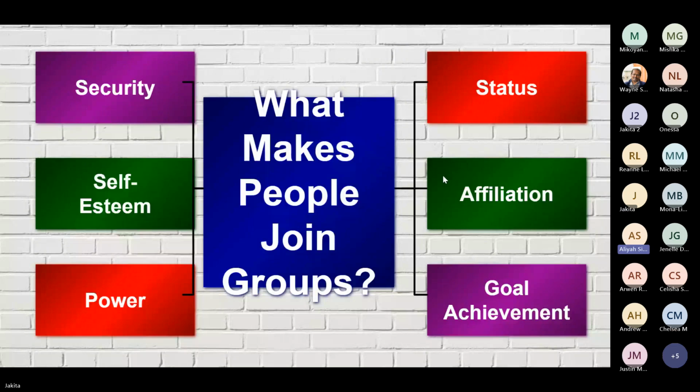What makes people join groups? Firstly, we have security. Secondly, we have self-esteem. Thirdly, power. Fourthly, status. Fifthly, affiliation, and sixthly, goal achievement.